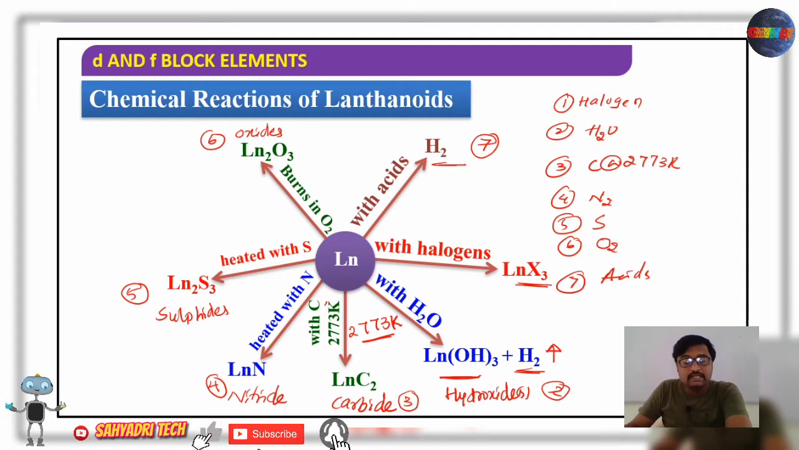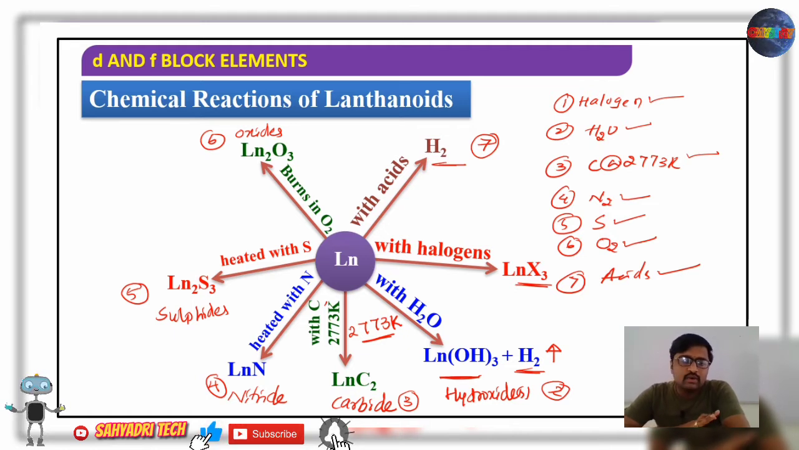Lanthanides are also reactive chemical species. They react with halogens to give halides. They undergo hydrolysis to give hydroxides. They react with coke to give carbides. They show reactivity towards nitrogen to give respective nitrides. When heated with sulfur they give sulfides. On combustion they give corresponding oxides. When they react with acids they produce dihydrogen. So overall, lanthanides are also reactive species. They show reactivity towards various chemical species.